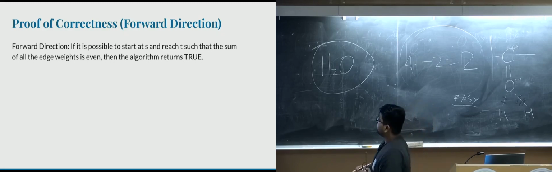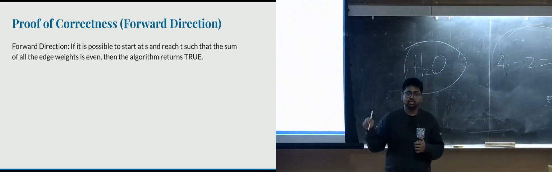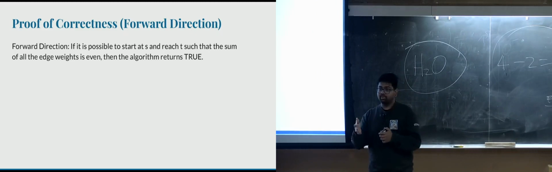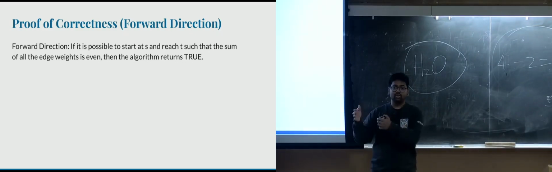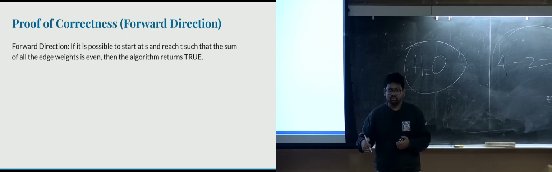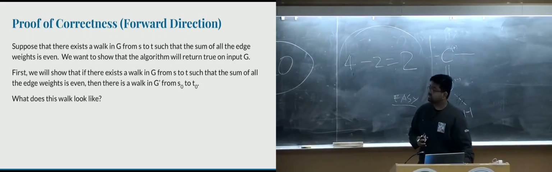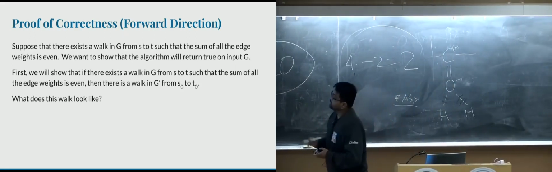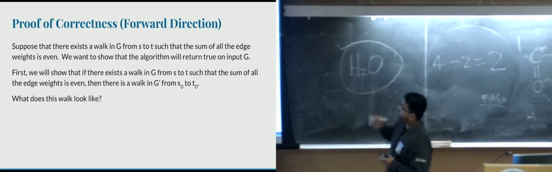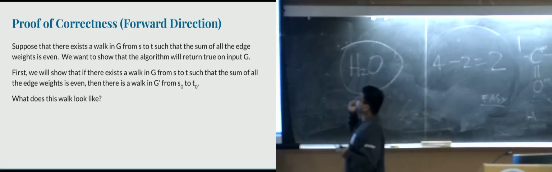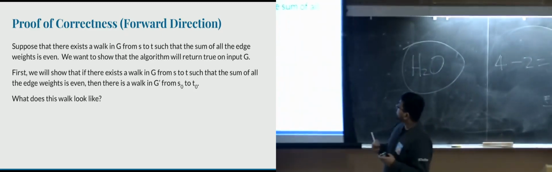So here the first step is converting graph G to G prime, right? And then we are checking if it's visited or not, and based on that we are returning true or false, right? So the first one is the problem statement that we are trying to prove. If there is a walk which satisfies all the conditions, then we want to show that the algorithm returns true. So we can assume the first half.